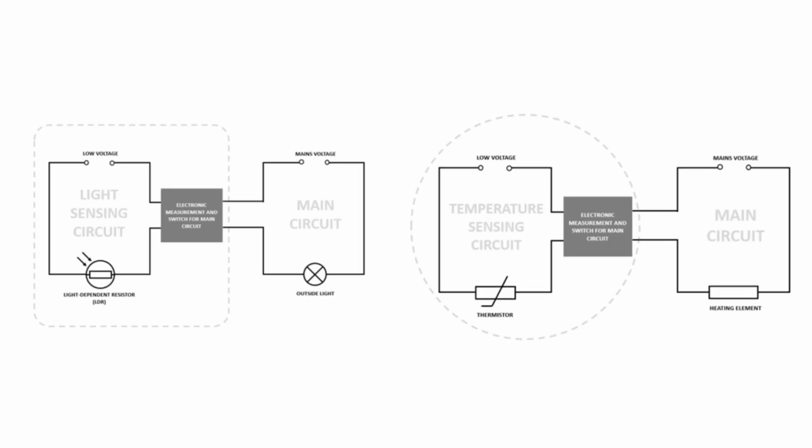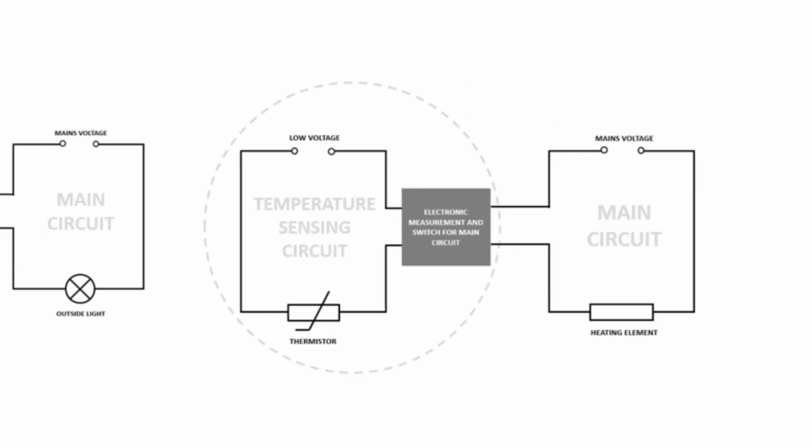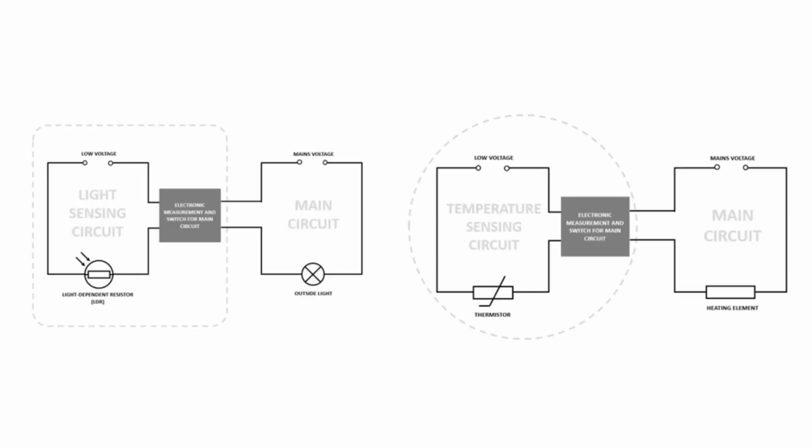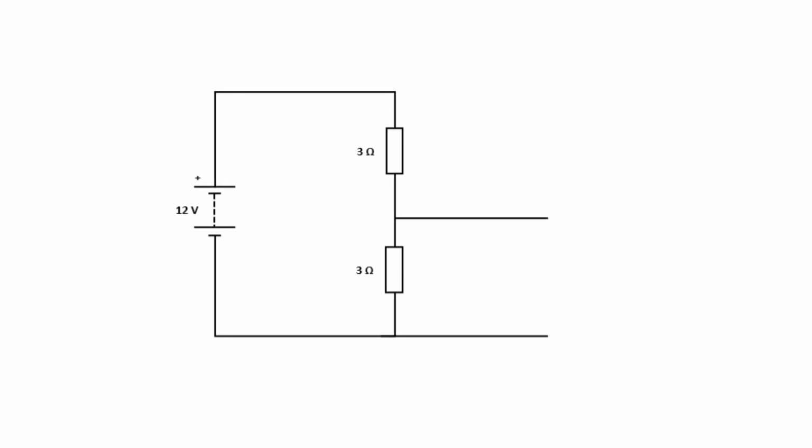We know that we can use an LDR's changing resistance with brightness to trip a switch and turn an outside light on or off, and a thermistor's changing resistance with temperature to turn your heating on or off. So far, we haven't said exactly how the sensing circuit knows what the resistance is, and it's this we're going to look at in a bit more detail now.